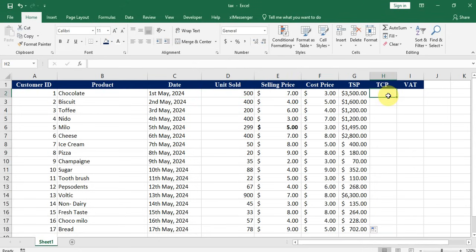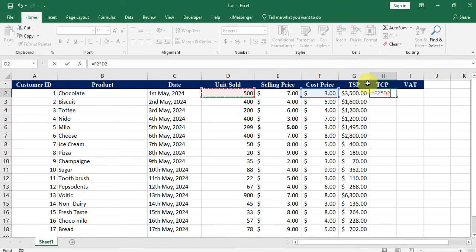Now you have to introduce your equal to sign here. You bring your equal to sign, and then you select the cost price, which was 3 cedis. That is the actual amount they bought the product for from the shop or store they went to before they came to sell it at a price of 7. So it will be the cost price multiplied by the units sold.